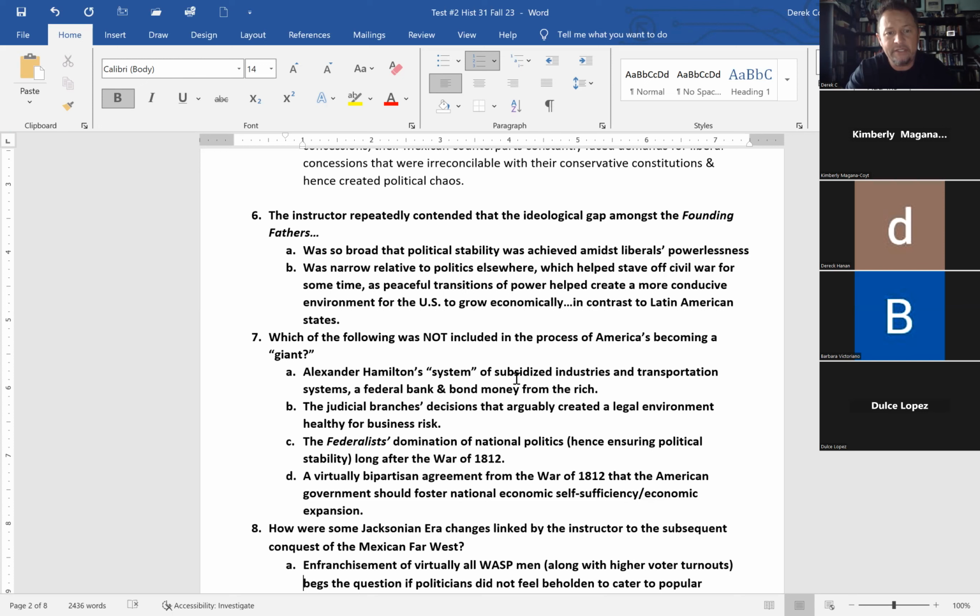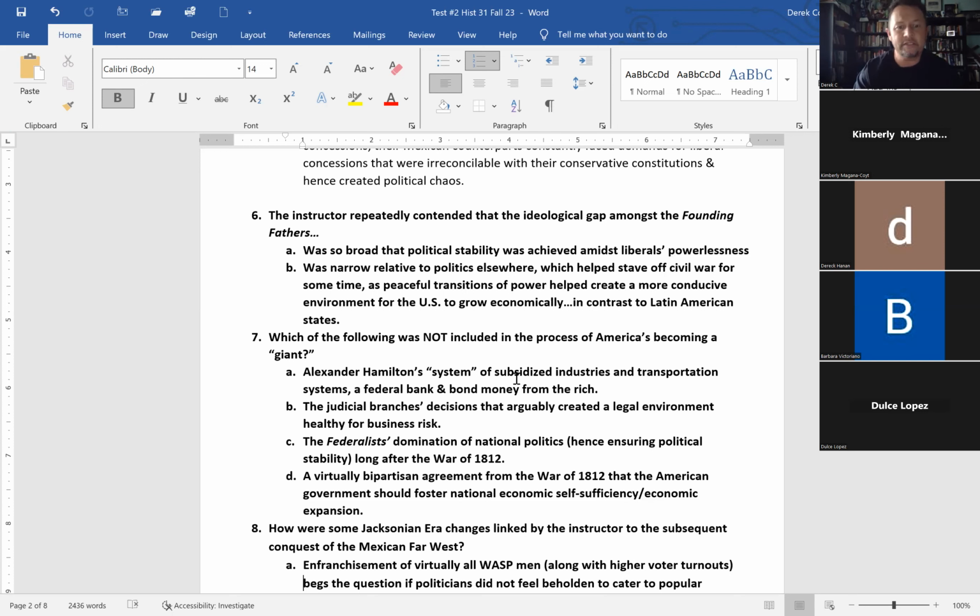So the one that does not fit is C, the Federalist domination of national politics. They dominated just the first 2 presidencies. And then remember, Thomas Jefferson and Madison and Monroe were all Democrats. Madison switched parties. All right.